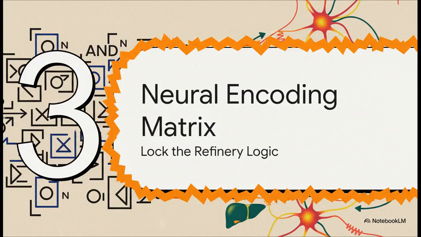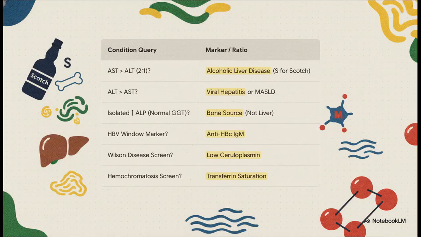Okay, we have covered the critical logic gates. Now it is time to lock this stuff in. We're going to run a rapid-fire drill to burn these associations directly into your brain, into your neural matrix. You ready? Let's go. AST greater than ALT, 2-to-1 ratio. That's alcoholic liver disease. Remember, S is for Scotch. ALT greater than AST, think viral hepatitis or MASLD.